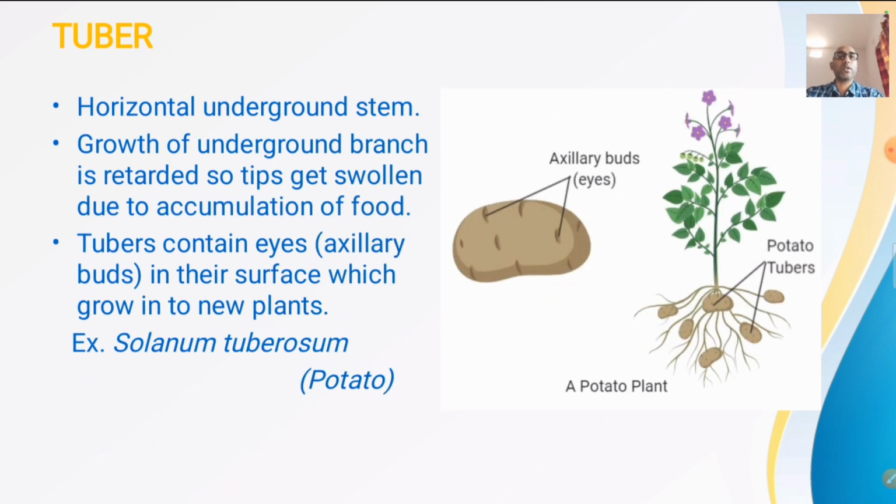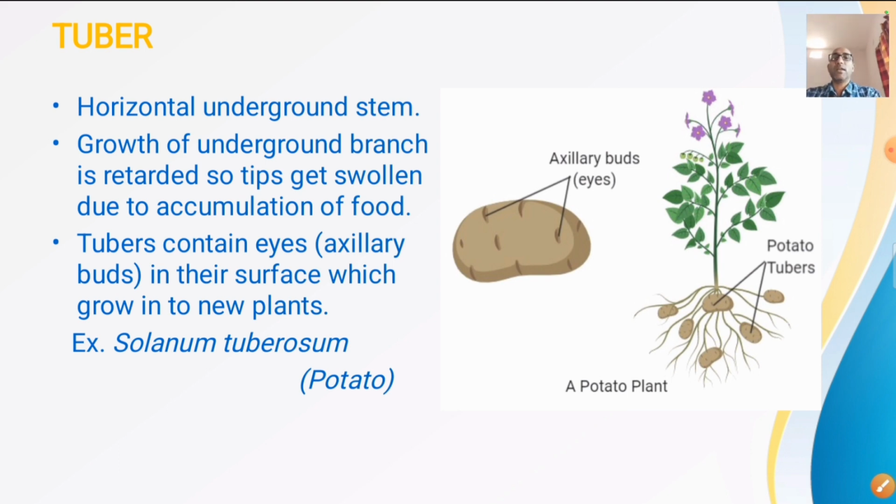Now let us come to the tuber. You can see in this diagram, it is a diagram of potato. So potato is an underground modification. Remember it. It is a horizontal underground stem. The growth of the underground branch, that means the underground stem, gets retarded, as a result of which its tips get swollen, okay, due to accumulation of food, which we call a tuber. This tuber contains eyes, which are actually axillary buds on their surface, which further grow into new plants. So the example is Solanum tuberosum, that is potato. Got it? It is Solanum tuberosum, that is your potato.